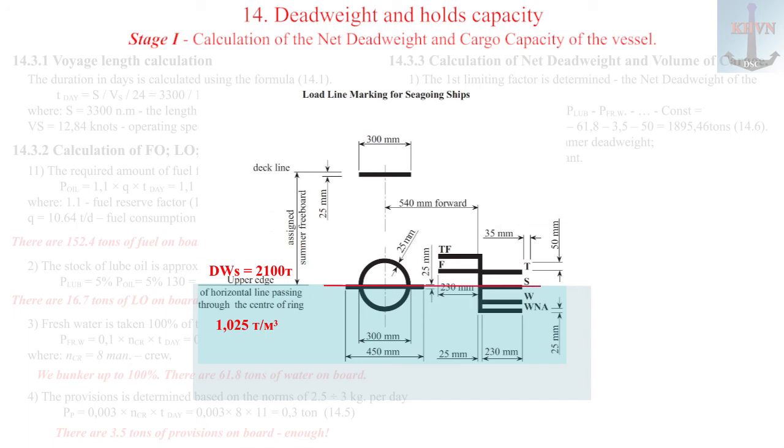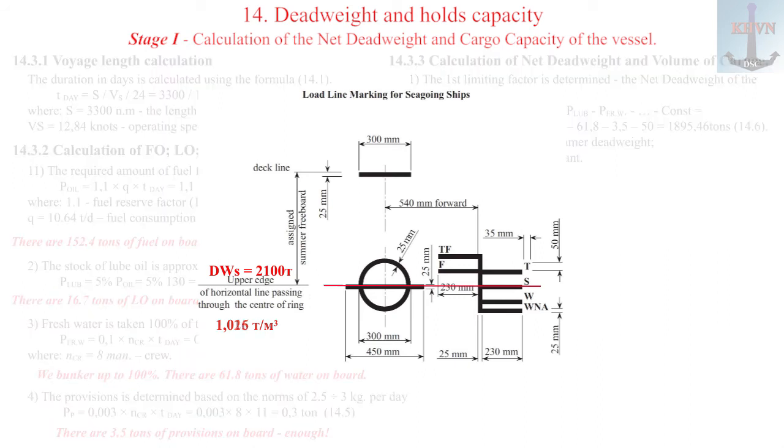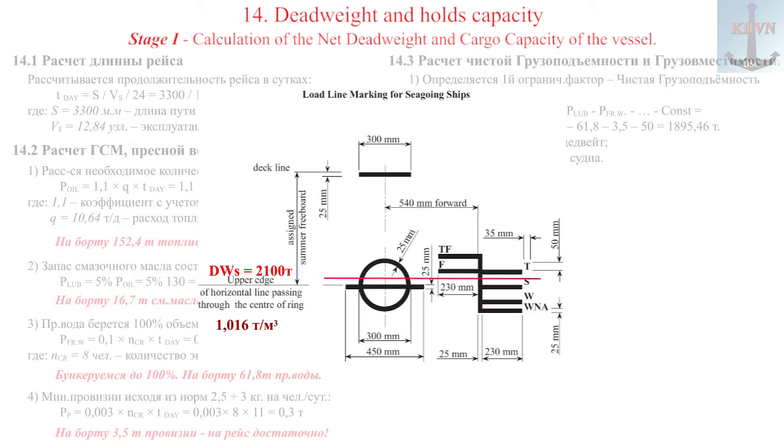When fully loaded, the vessel will sink to the upper edge of the S mark, subject to a standard sea water density of 1.025 t/cub.m. If my ship is loaded in the Black Sea in summer, as in my case, then when taking full load capacity, DWS equals 2100 tons, my load line S will be submerged, since the average value of water density in the summer Black Sea is 1.016 t/cub.m, and no port authority will have any claims against me after the presentation of the cargo calculation.